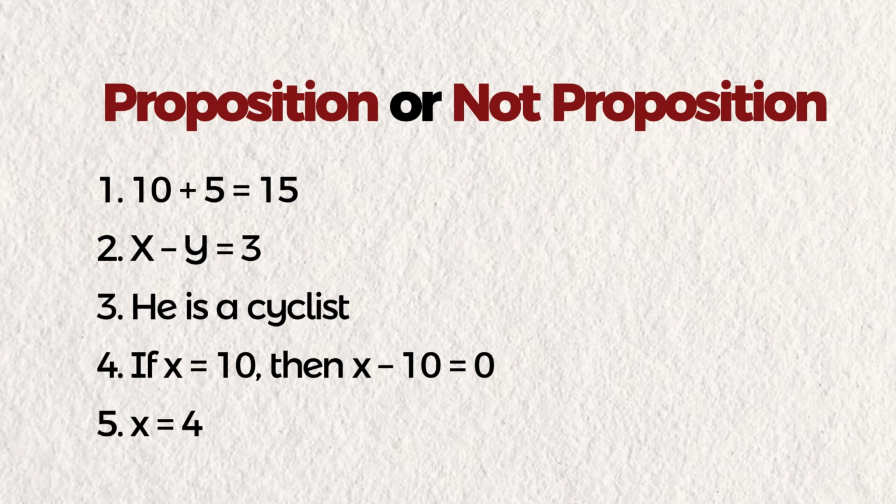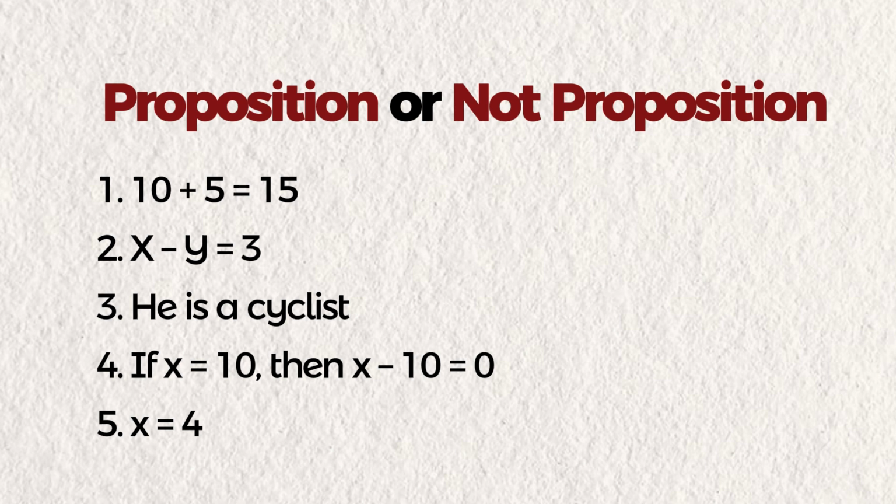Now, let's determine if the following are propositions or not. Number 1. 10 plus 5 is equal to 15. Number 2. x minus y is equal to 3. Number 3. He is a cyclist. Number 4. If x is equal to 10, then x minus 10 is equal to 0. Number 5. x is equal to 4.